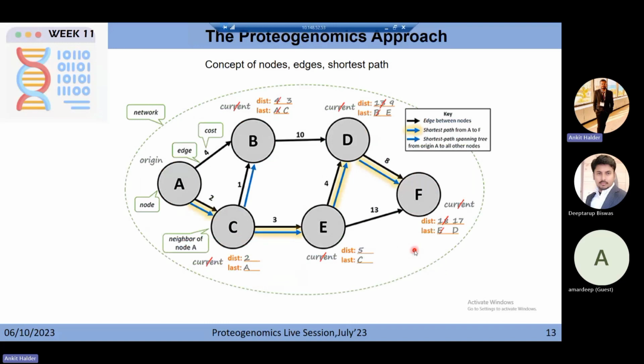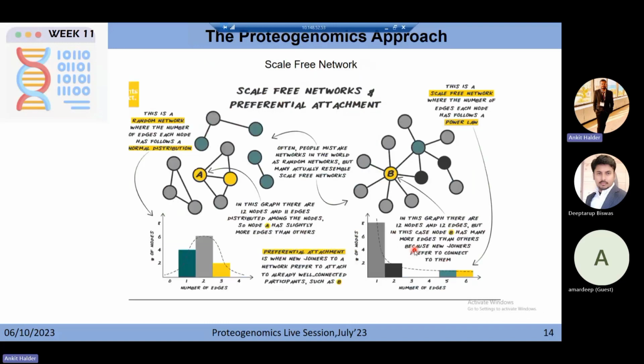For this, we need to understand what the distribution of that particular graph should be, whether you are dealing with a random network or a scale-free network. So what is the difference between a random network and a scale-free network? If you try to remember, we looked at t-tests and performed the t-test, and we looked at parametric and non-parametric tests. That depends on the distribution.